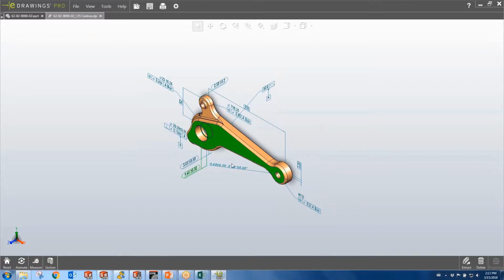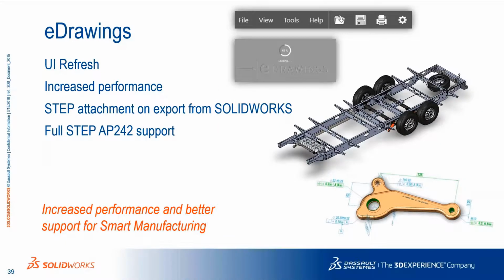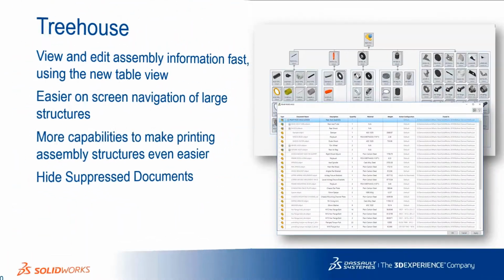So we can send this to a customer, and we don't have to worry about them getting the feature tree or any of that information. It's just the model and the cross-highlighting. So eDrawings has now been improved to really show a better performance with smart manufacturing. Next, we're going to look at Treehouse.